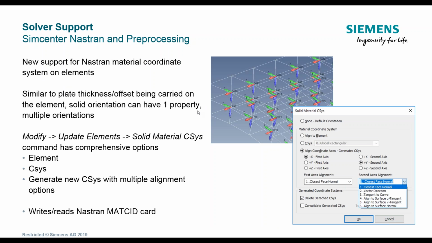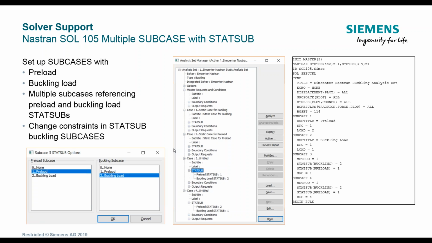And then this last one is on solid elements. You can define a solid material coordinate system per element, not just per property. So they can all have the same property, but each element can have its own material coordinate system. So that's a new and nice feature as well.